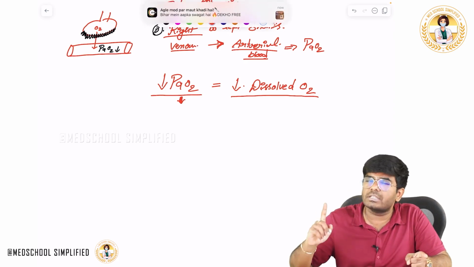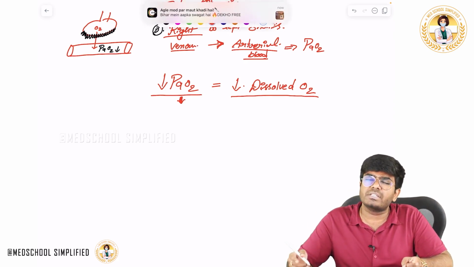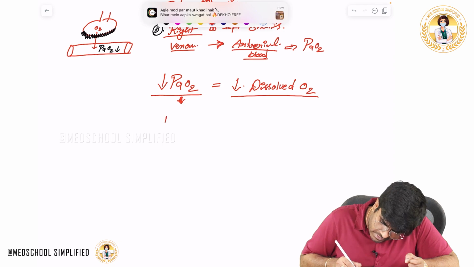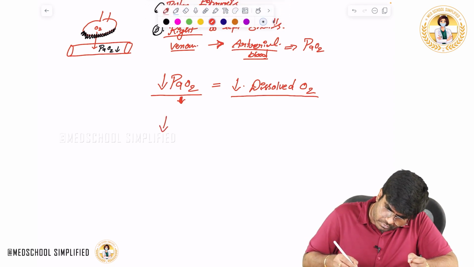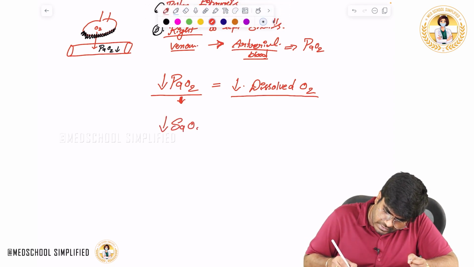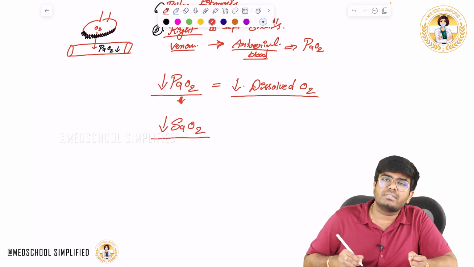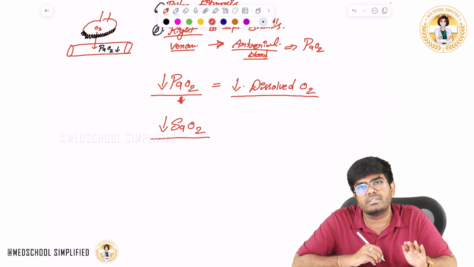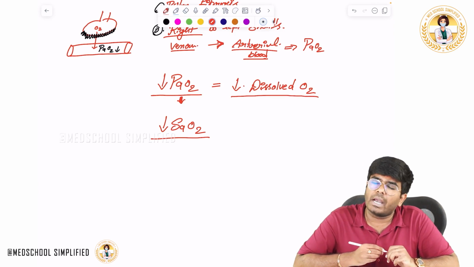More partial pressure means more saturation. Less partial pressure means less saturation. So what happens to the saturation? Saturation of oxygen in the arterial blood also decreases. SaO2, saturation of oxygen, also decreases. Saturation is not going to be 100% now.